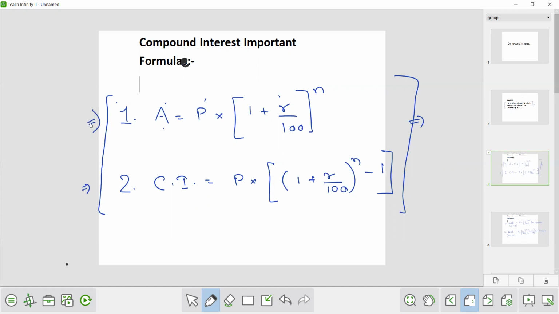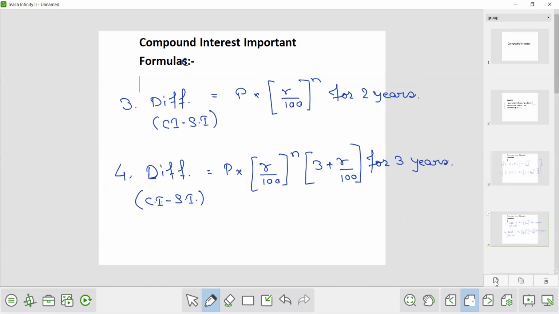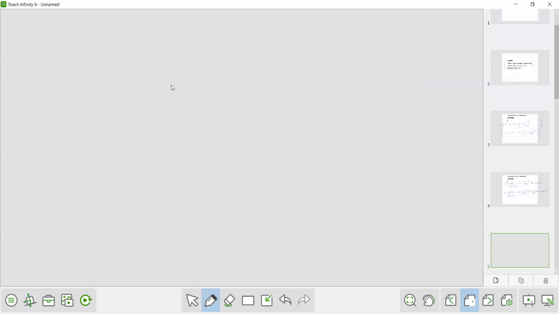So better leave these formulas and learn the concept of compound interest, that is, how we will solve the entire question without any formula, and that too within 30 to 40 seconds, or even less than that. Okay, I will tell you one by one. First, I will explain the entire concept of compound interest.